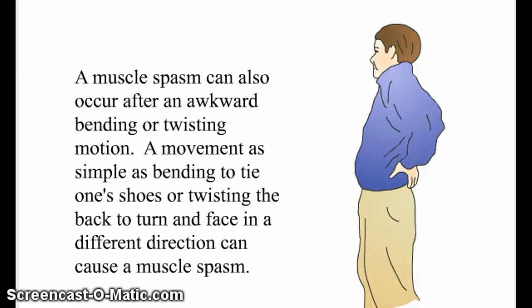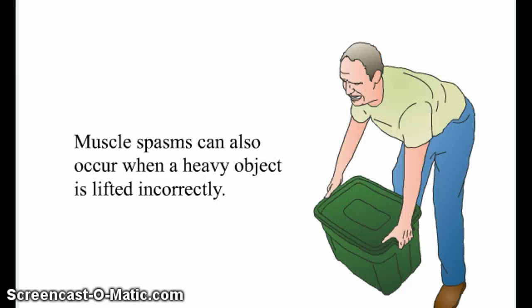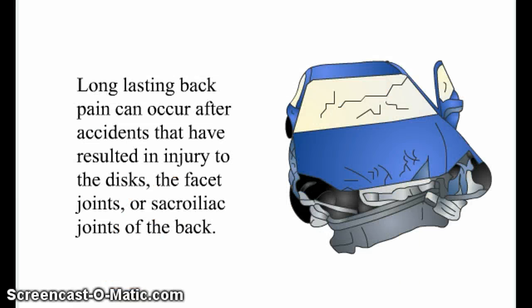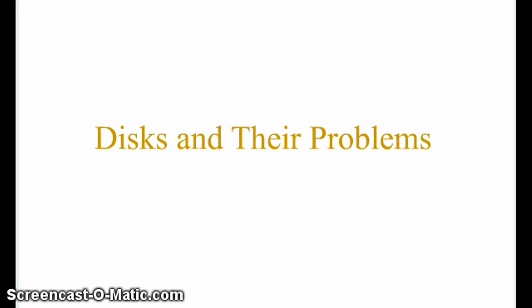A movement as simple as bending to tie one's shoes or twisting the back to turn and face in a different direction can cause a muscle spasm. Muscle spasms can also occur when a heavy object is lifted incorrectly. Muscle spasms tend to get better over time. Severe cases of muscle spasm can be treated with physical therapy and medication. Long-lasting back pain can occur after accidents that have resulted in injury to the discs, the facet joints, or sacroiliac joints of the back. Discs and their problems.